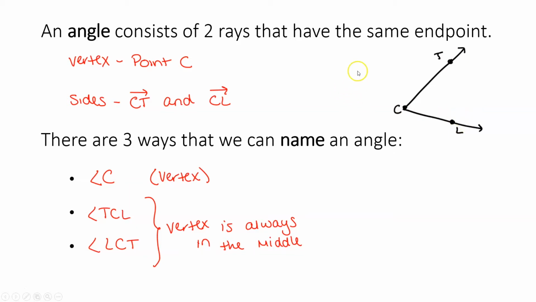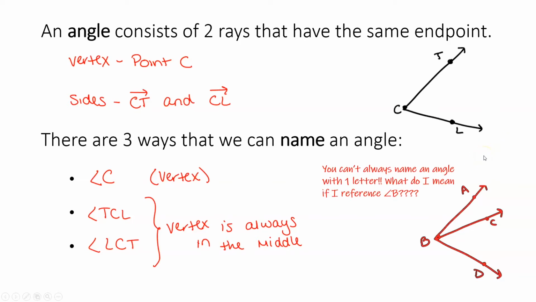Now, if we could just name every angle by its vertex, then why would we even need these other two options? Well, let's think about it. Could we name any angle by its vertex? What about this angle? Could we name this angle just angle B? Would you know what angle I was talking about if I told you angle B is my favorite angle? Would you know which favorite angle I was talking about? No.